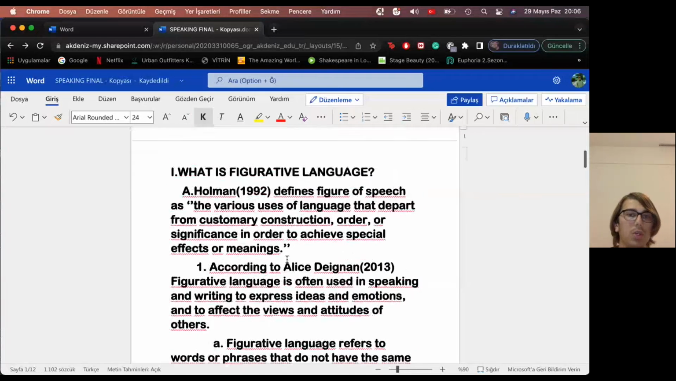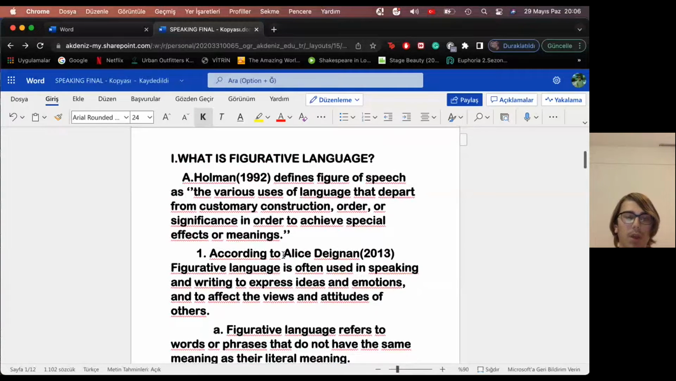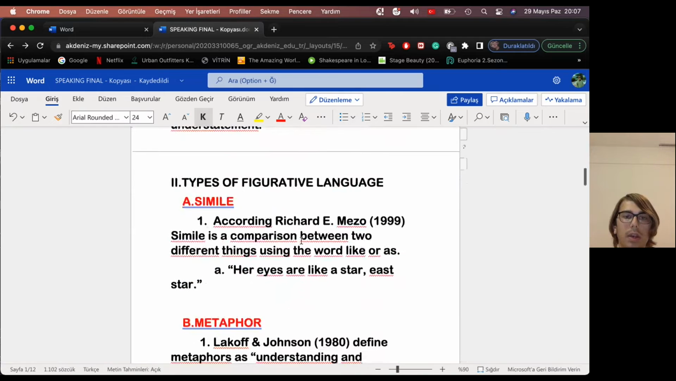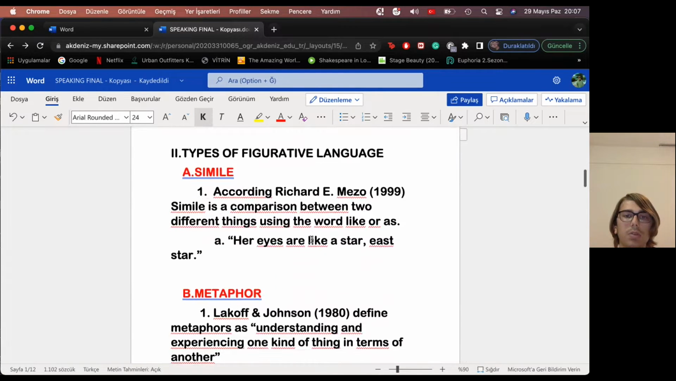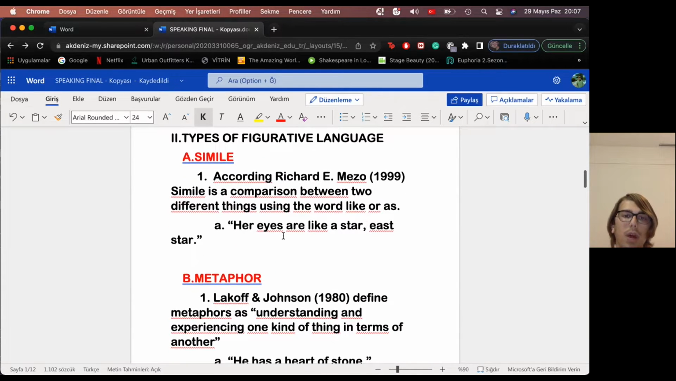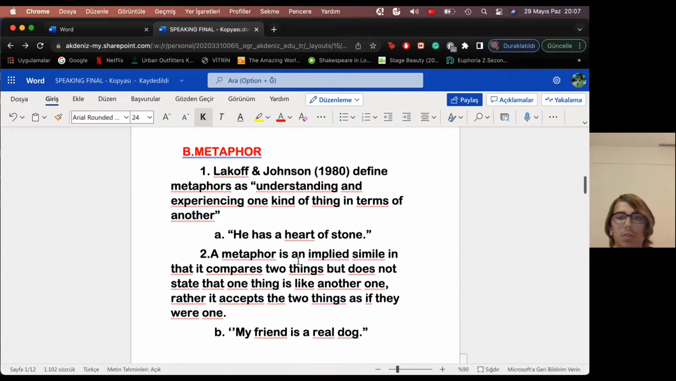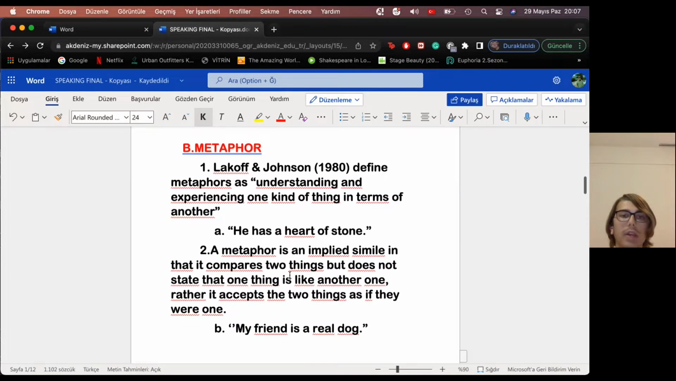Figurative language is basically something that an author uses to help the reader visualize or see what's described in the literary text. A simile is a comparison between two different things using the word like or as. Her eyes are like a star.